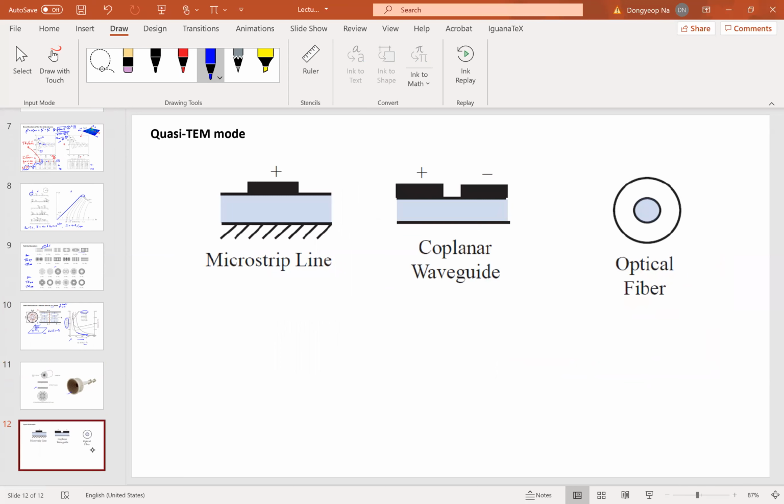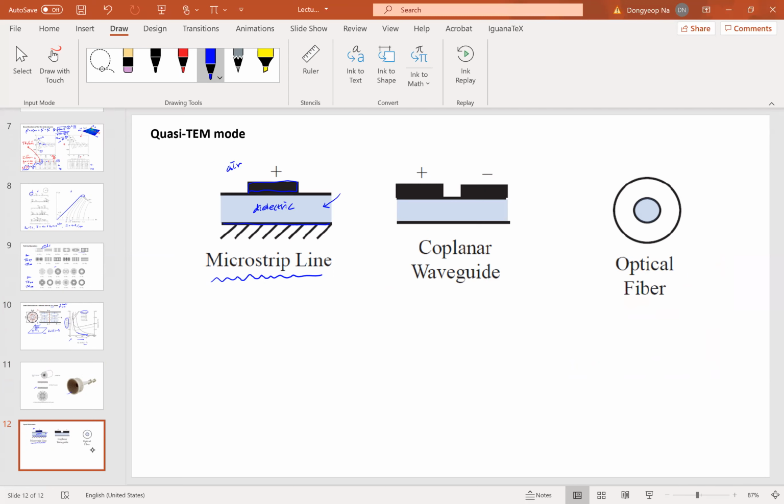And also, the last topic of this lecture is about Quasi-TEM mode. So we have discussed hollow metallic waveguide that can only support TE or TM mode. On the other hand, in the microwave circuit, these microstrip lines are widely used, consisting of this metallic signal line and the ground plane, and they're insulated by dielectric material here. This is air and the dielectric material.